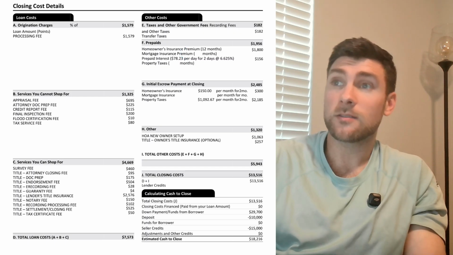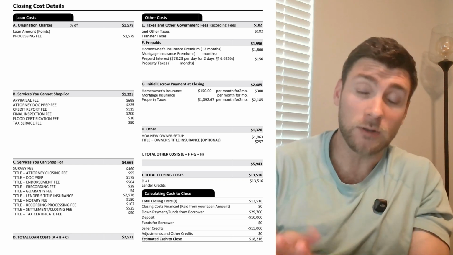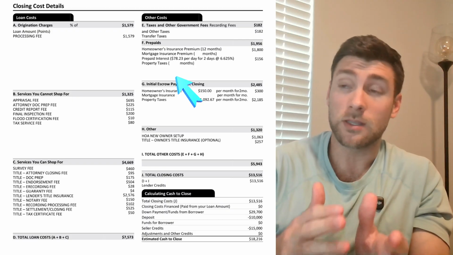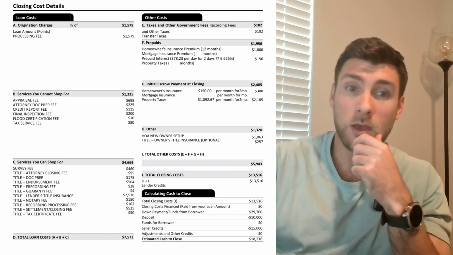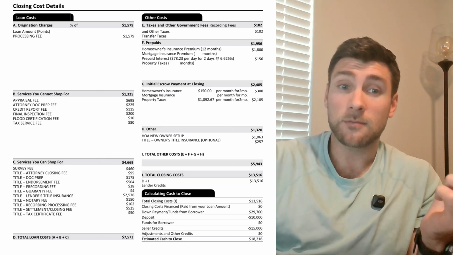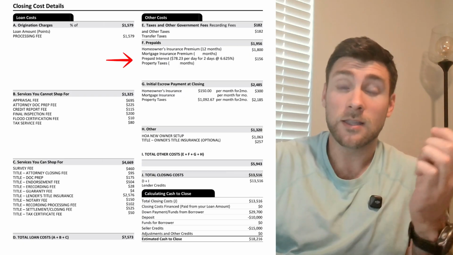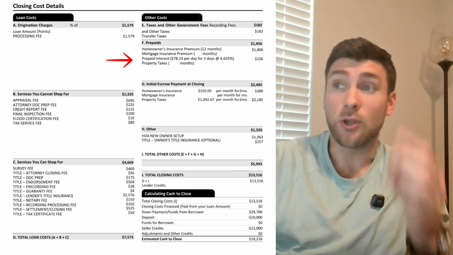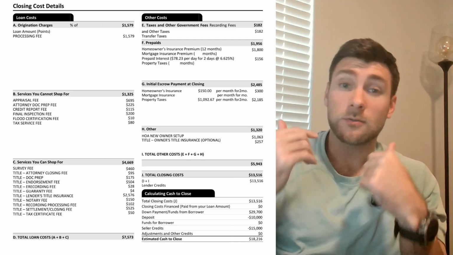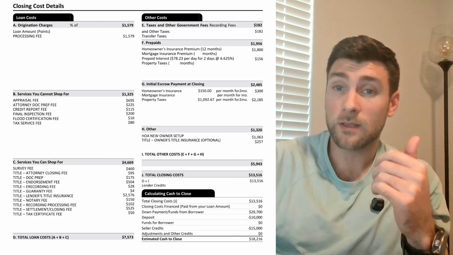All right, and Section C, services you can shop for, which means you can go and call multiple title companies and ask for their fees and see which one's the most cost effective for you. It includes, like I said, title insurance, settlement fee, sometimes the survey, as you see here, if that's needed. Sometimes it's not. That depends on the specific situation. Most buyers don't know this, but you can shop around for these costs, especially title. So Section E, taxes and other government fees. This has the recording fees.